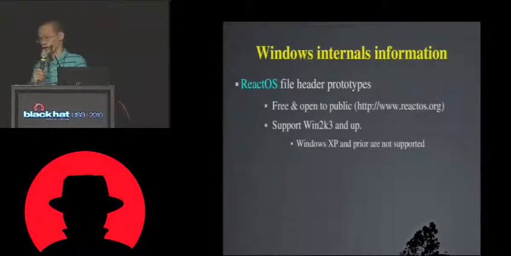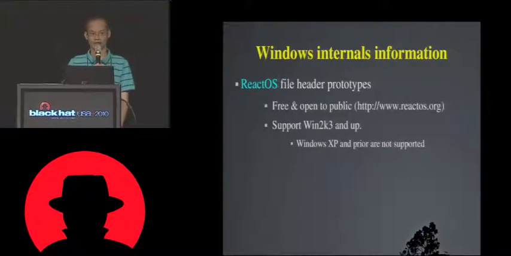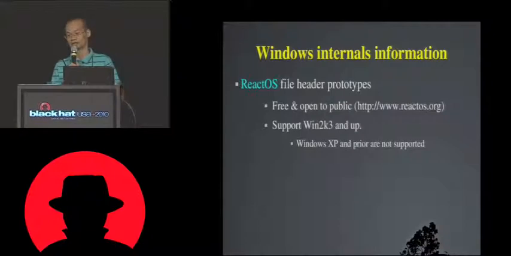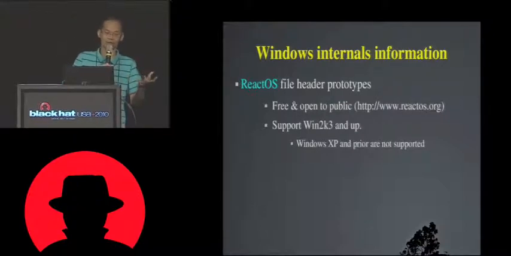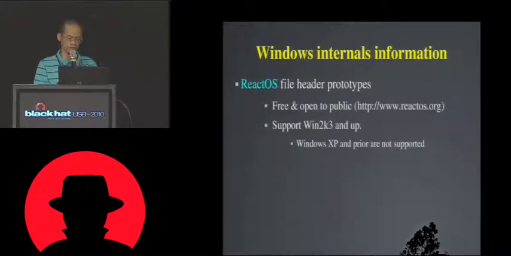So for Windows, we have no contact with Microsoft, so we need to rely on public information. And one of them is ReactOS. ReactOS is an open source OS which tries to emulate Windows. So the idea is that you can run Windows software without needing to buy a Windows OS. So you can run Windows software on ReactOS. And ReactOS is free and open source. It supports Windows 2003 and up. Windows XP and prior versions are not supported.